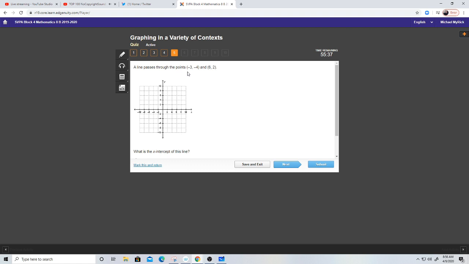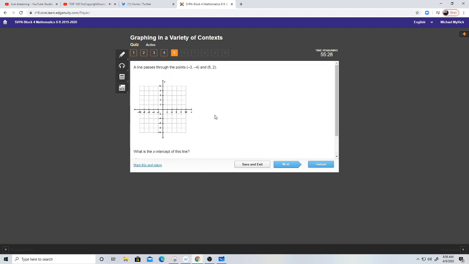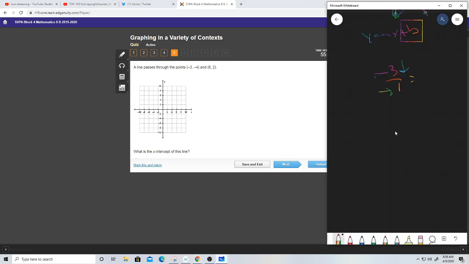A line passes through the points -3, -4 and 6, 2. What is the x-intercept of the line? No cheating. So it's passing through -3, -4 right here, and 6, 2. Well, I can't tell, so I'm breaking out my paper.